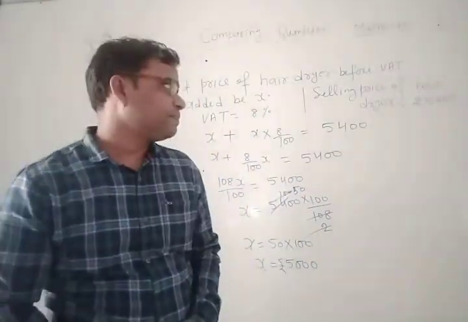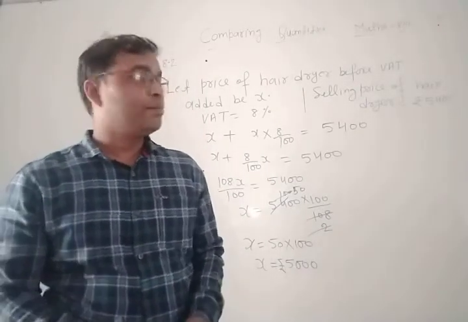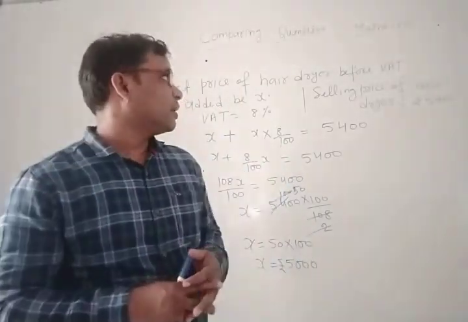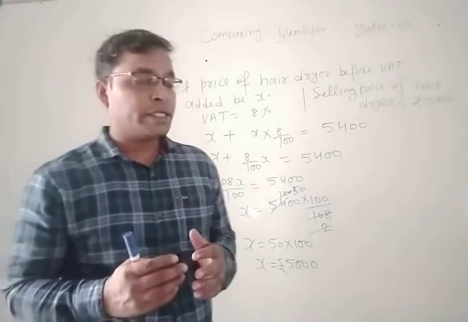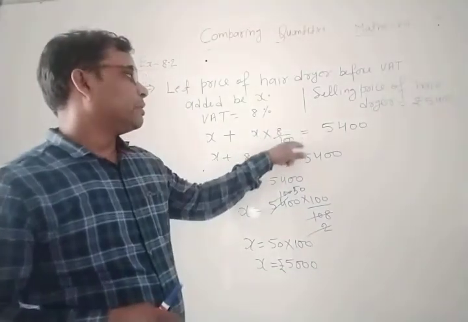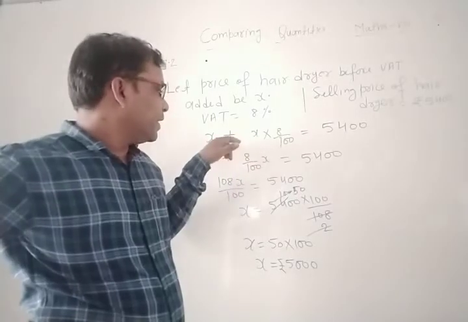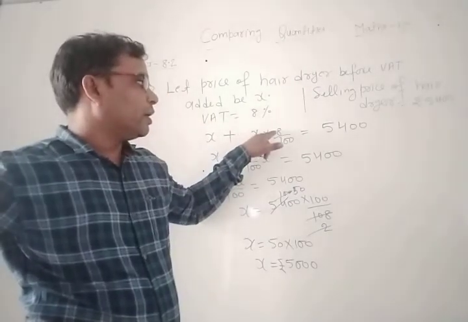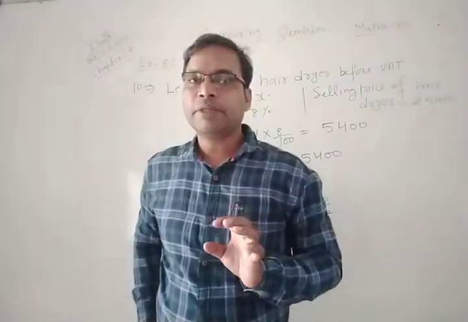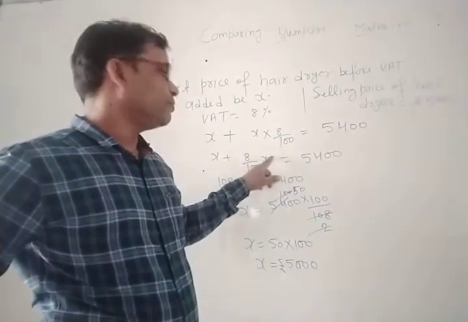So we need to find the price of hair dryer before VAT is added. For this we let the price of hair dryer before VAT is added be x. So this is x, and plus this is VAT, 8% of the price of hair dryer. 8% means 8 by 100. Clear? So in this way you can write it 8 upon 100 into x.